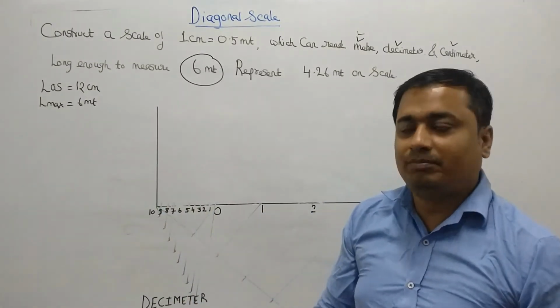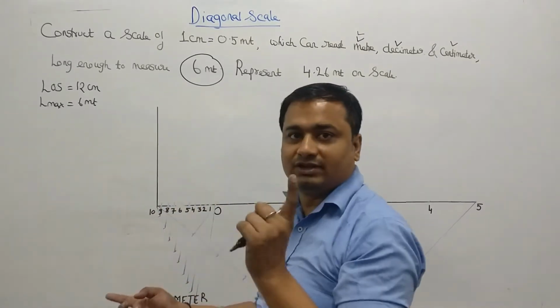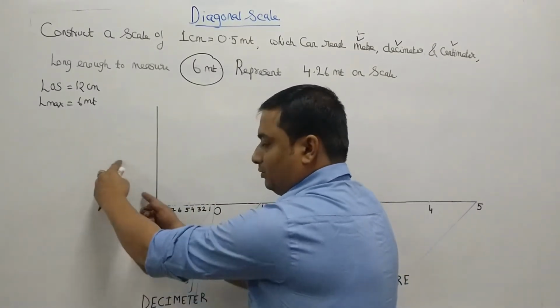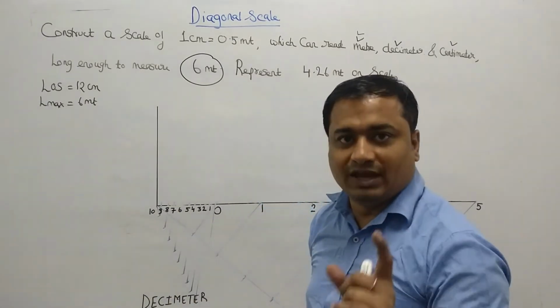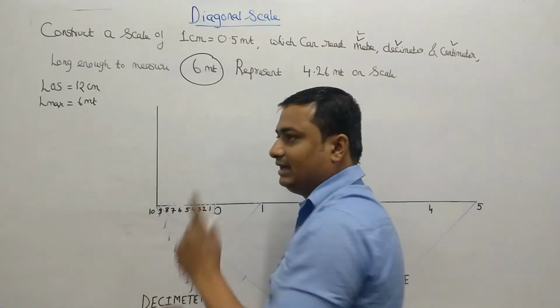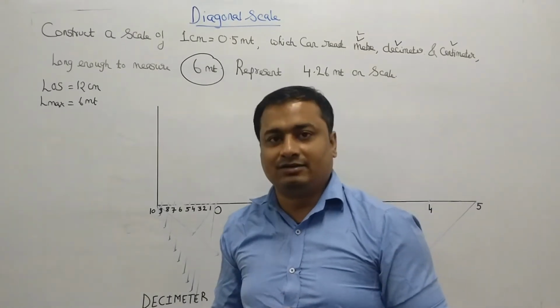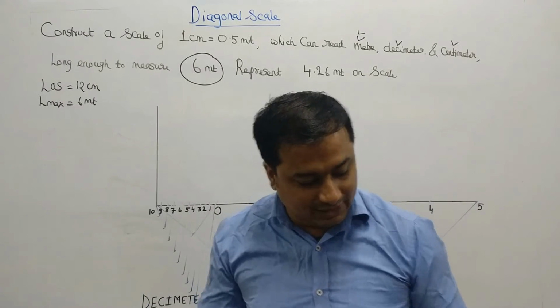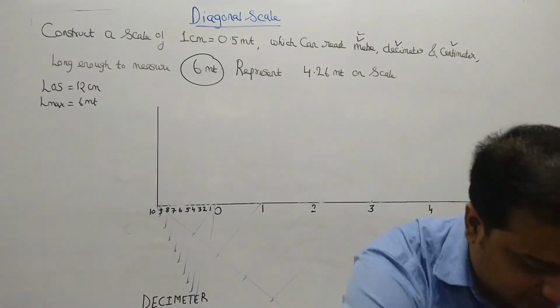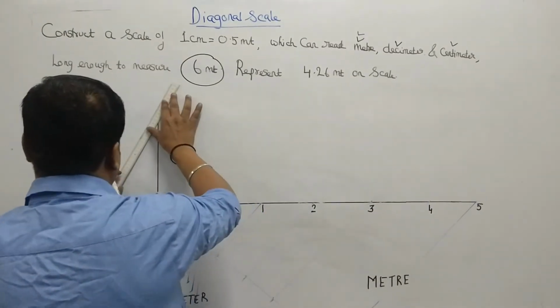How many equal parts we have to divide into depends on the relation between these two units. We know 1 decimeter is equal to 10 centimeters. So we have to divide this line again into 10 equal parts, because 1 decimeter is equal to 10 centimeters. Again you can use the graphical method for the division.